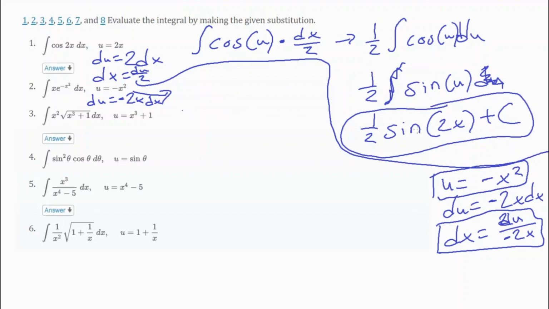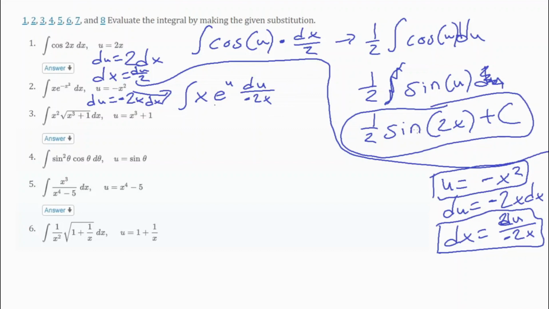So now we have the original equation here. Let's plug in for u and let's plug in dx. So we're going to have x e to the u, because negative 2x squared is u, and dx is going to be du divided by negative 2x. And now we can see we have one variable here, x, and we wouldn't be able to work this antiderivative out with that x there.